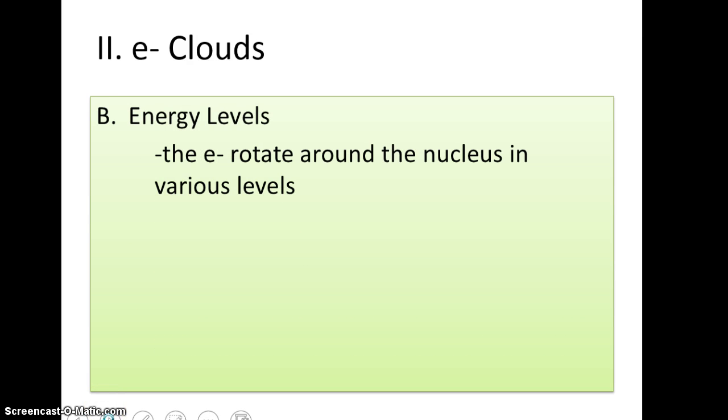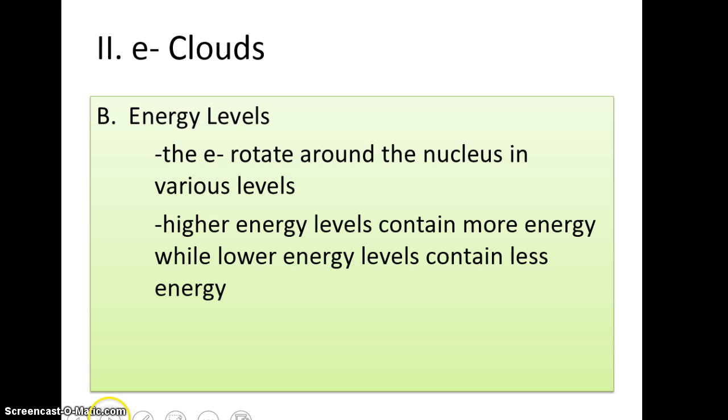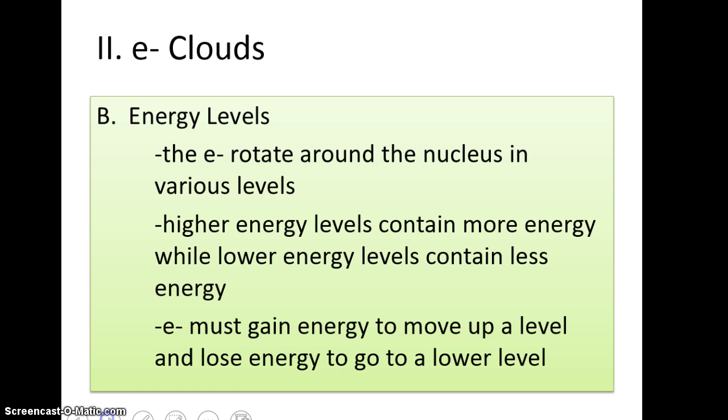Energy levels. The electrons, like I said, rotate around the nucleus in the various levels. The higher the energy level, the more energy it has. So higher energy levels contain more energy, while lower energy levels contain less energy. And electrons have to gain energy to move up a level, and they lose energy to go to a lower level. You'll see this in a lab where we will give its electrons some energy by heating it, and it will move up a level, and then when it goes down a level, it will release that energy in the form of light.